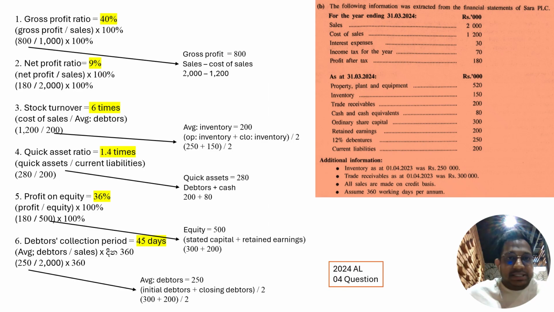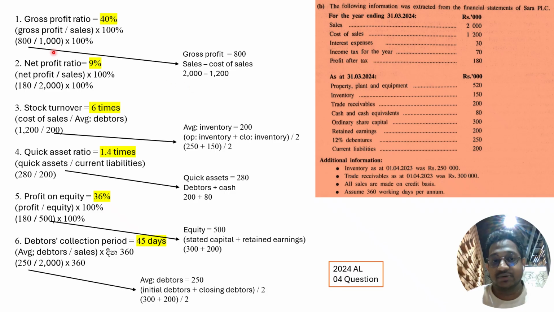In the B part, they are given some information, and from that they are asking for these ratios. And the first thing they're asking is the gross profit ratio. So how to find out the gross profit? They're asking the gross profit percentage based on sales. And here the gross profit is not given directly, but they are given the sales and cost of sales. So by deducting cost of sales from sales, you are getting the gross profit.